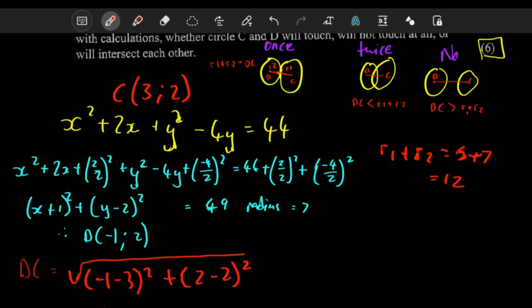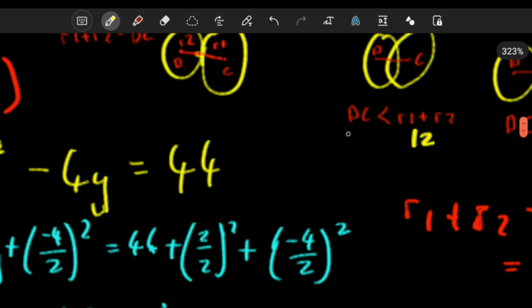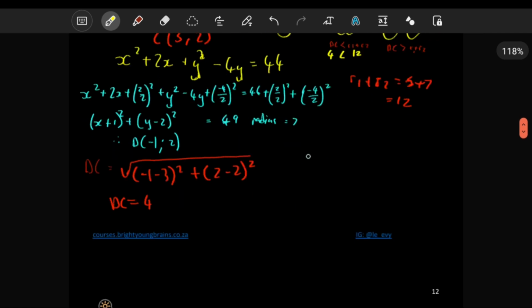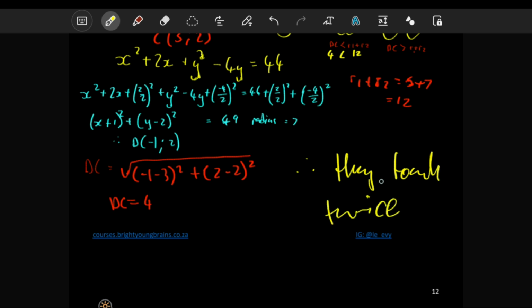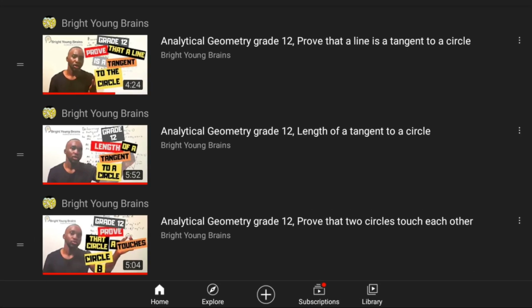So all you have to do is check which of these qualifies. 12 is definitely bigger than DC. You see, the value here is 12. So let's just throw that there. This is 12, and this number here is 4. You see, 12 is bigger than 4, so these circles touch twice, you see. Therefore, they touch twice.